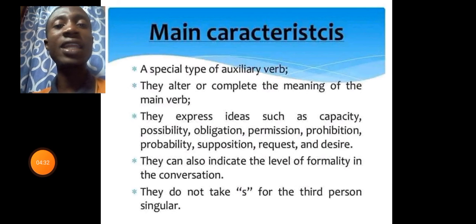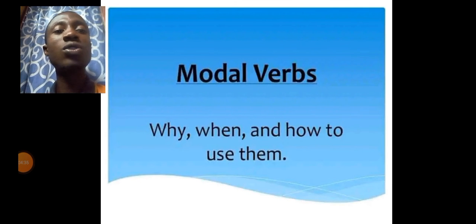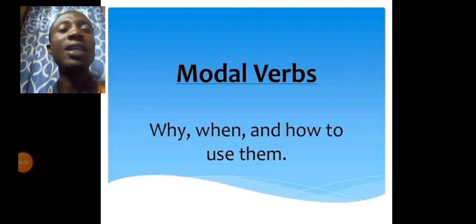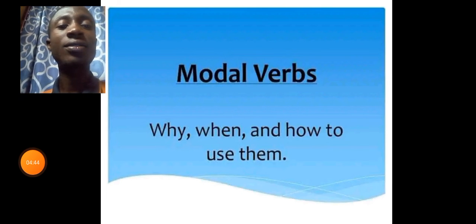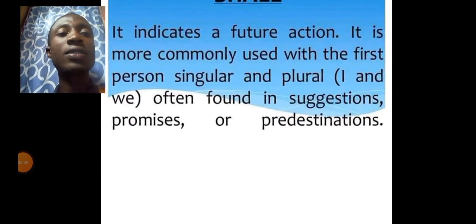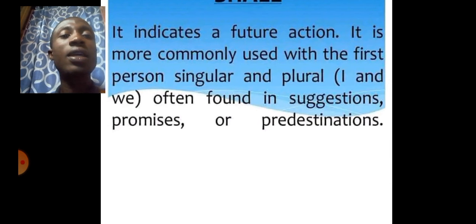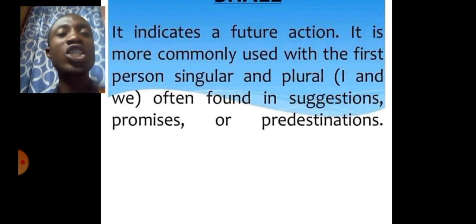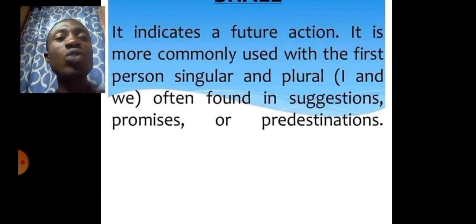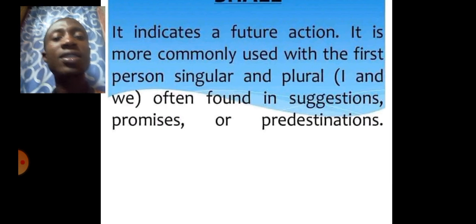Having known the characteristics of auxiliary verbs, let us look at their functions and when to use them in a sentence. First, shall. Shall and will are used to indicate future action. With I and we, they are often found in suggestions, promises or predictions.